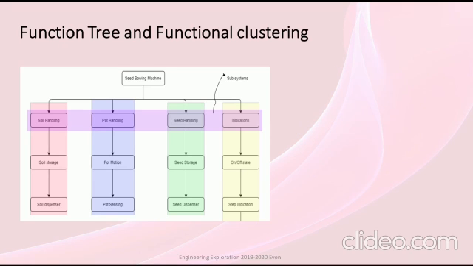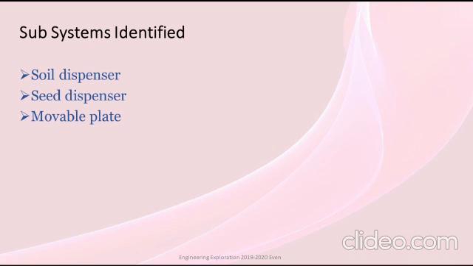Function tree and functional clustering. Seed sowing machine has four major functions. They are soil handling, pot handling, seed handling, and indications. Under soil handling, it should be able to store the soil and dispense the soil. Under pot handling, it should be able to handle the pot motion and pot sensing. Under seed handling, it should be able to store the seed and dispense the seed. Under indications, it should be able to indicate the on and off state and step indication. The three major subsystems identified are soil dispenser, seed dispenser, and the movable plate.